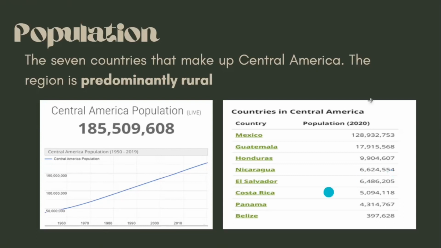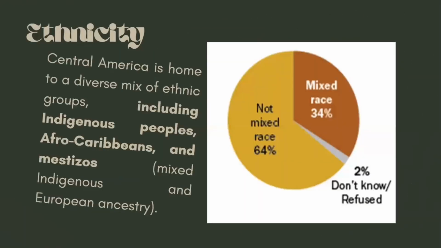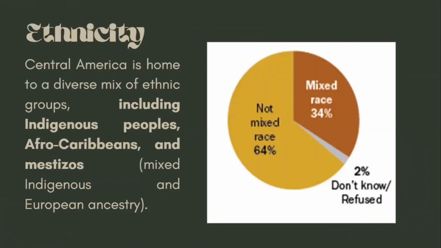Now, these are some of the total populations of the seven countries in Central America. As you can see, Mexico is the first one. And now let's move on to its ethnicity. Central America is a home to a diverse mix of ethnic groups, including indigenous people, Afro Caribbeans, and Mestizo.